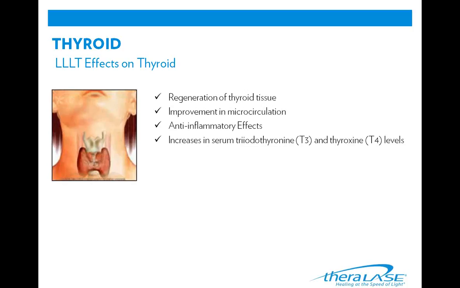So why would we consider using laser on thyroid? First is regeneration of thyroid tissue. In some thyroid conditions, we have a destruction of the thyroid tissue, so we're going to look at biostimulation or regeneration of the tissue. We can also improve the circulation to the thyroid. We can also decrease inflammation, so there are anti-inflammatory effects. And finally, we can help to increase the T3 and T4, or the thyroid hormone levels, using the laser. So these are all possible benefits of using laser over the thyroid gland.